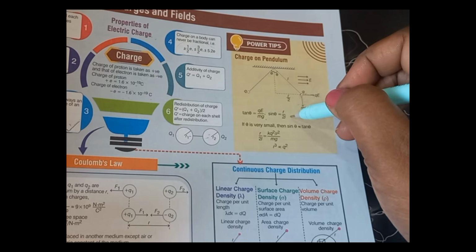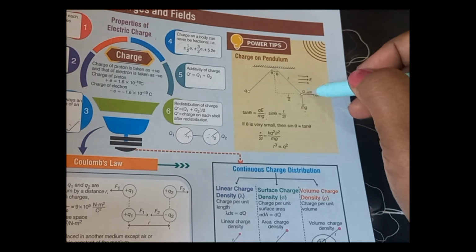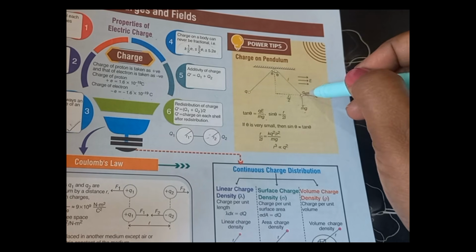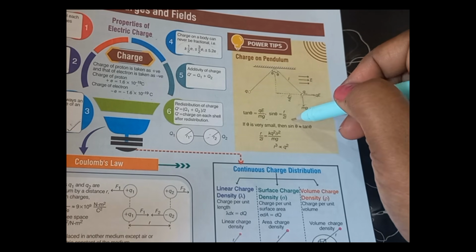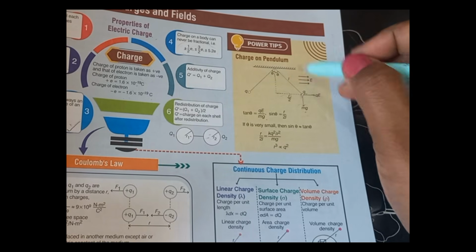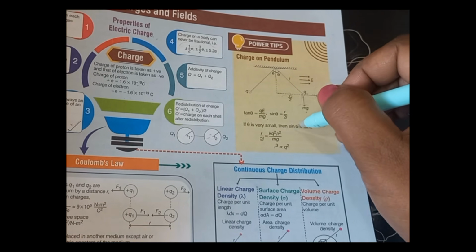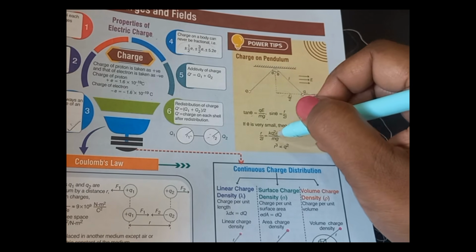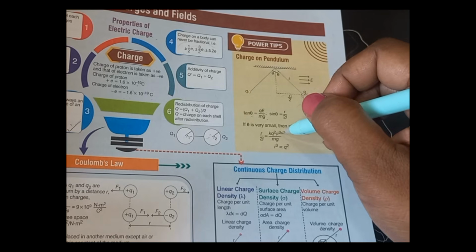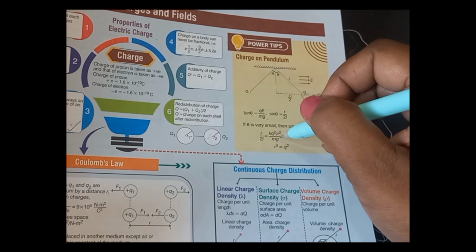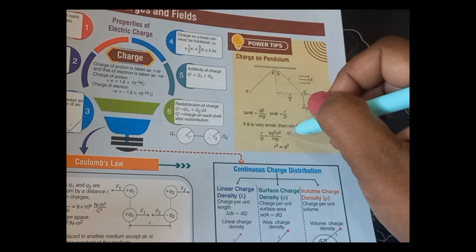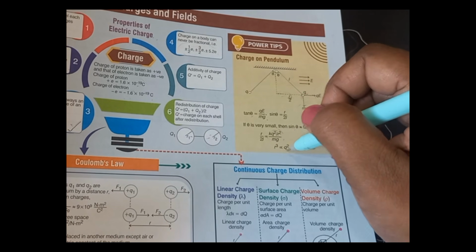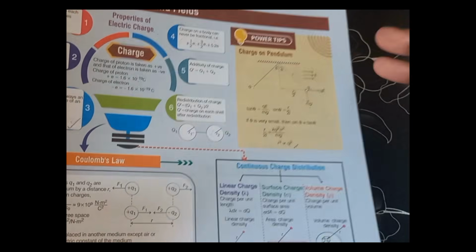So sin theta equal to R by 2L. Taking this triangle, sin theta is R by 2 divided by L, where R by 2 is the length from the center and L is the length of the thread. Theta is very small, so tan theta equals sin theta. We will equate this, R by 2L equal to K Q square by R square by M into G, substituting the Coulomb's force. So here what we get is R cube is proportional to Q square.